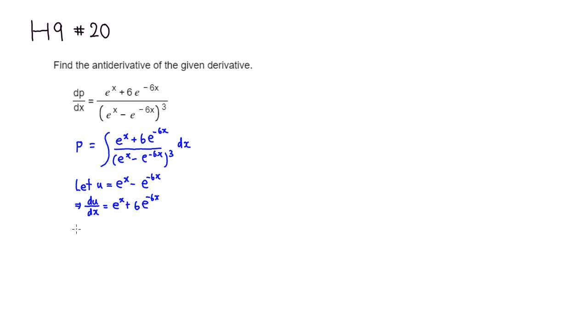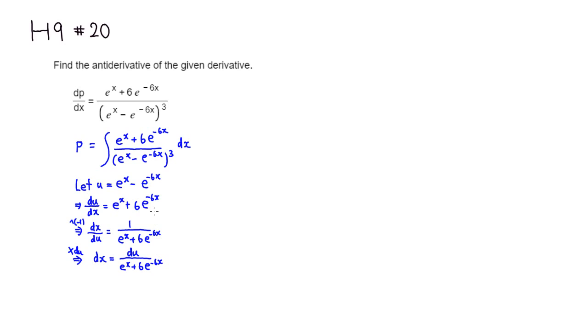Then we can just take the reciprocal of both sides. So we have dx over du is equal to 1 over e to the x plus 6e to the negative 6x. Then we can isolate dx by multiplying through by du. So dx is equal to du over e to the x plus 6e to the negative 6x.